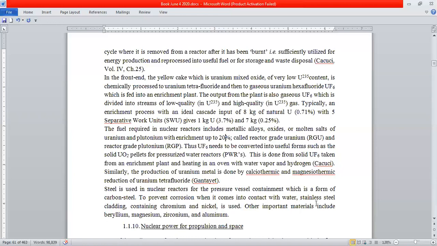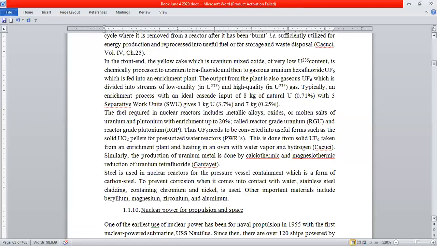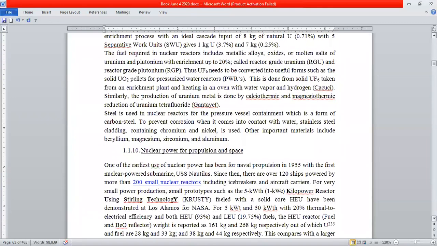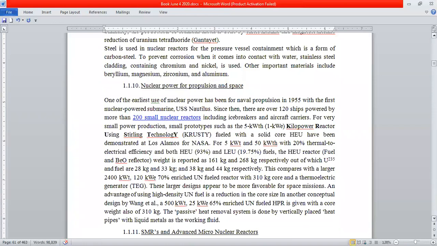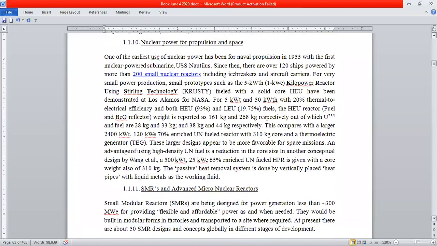So these are the chemical processes by which uranium is converted to a form where it can be used. Now, apart from power production, there are many other uses for nuclear power apart from big power plants. So they've been used in naval propulsion, and they're now used for space exploration. And so one of the earliest uses of nuclear power has been for naval propulsion.